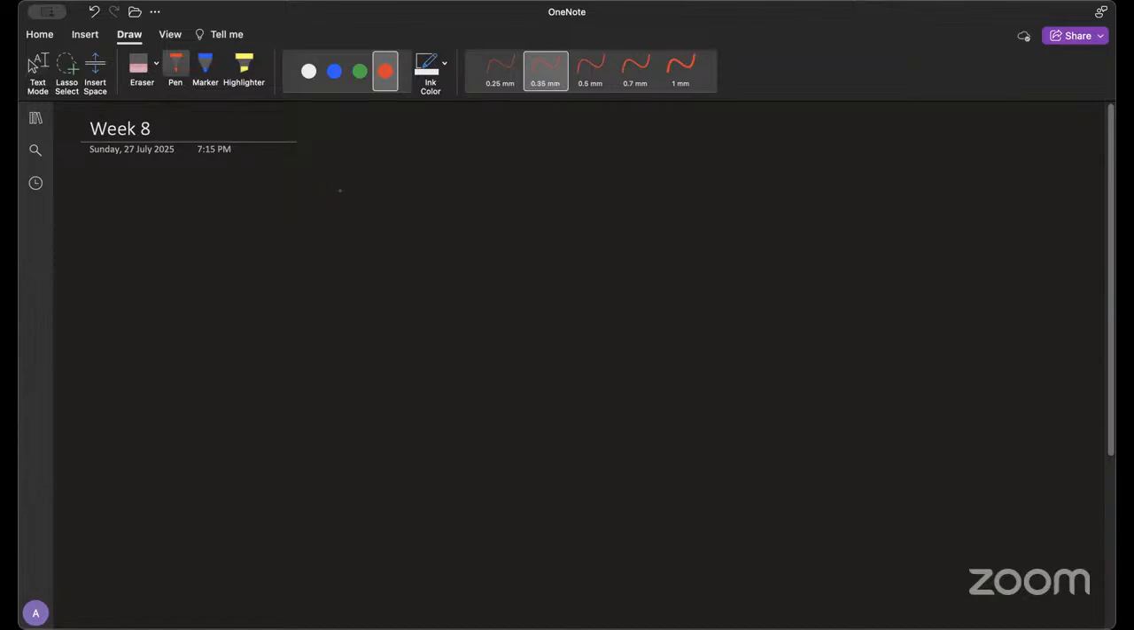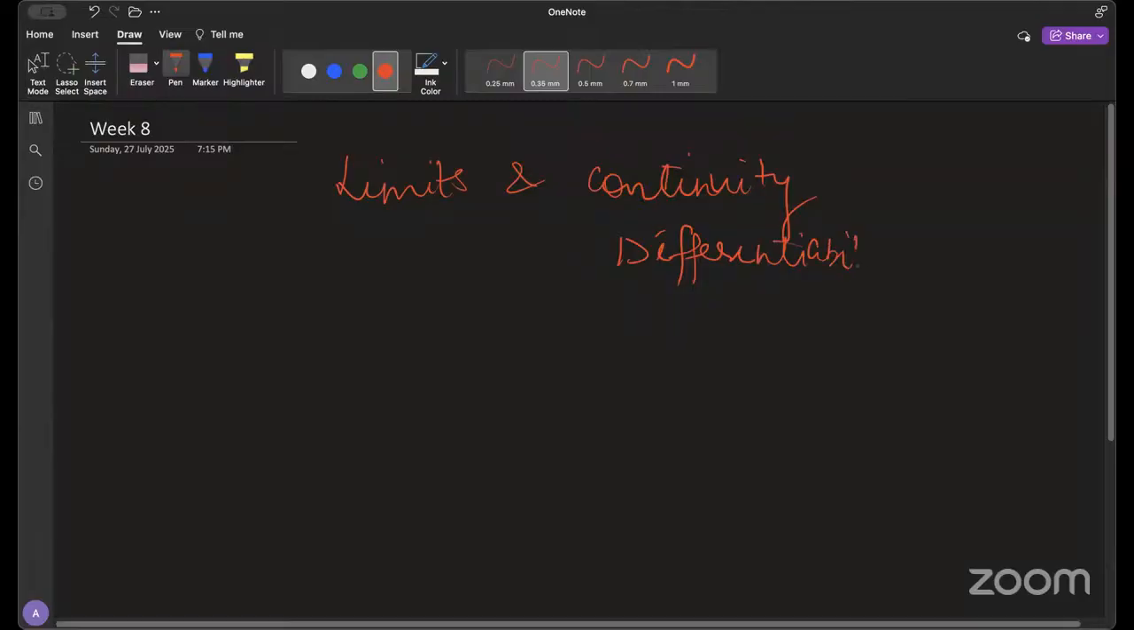About limits and continuity, and then later on we'll study about differentiability too. Starting off with limit.